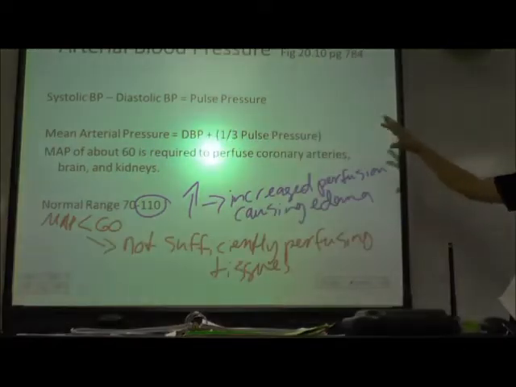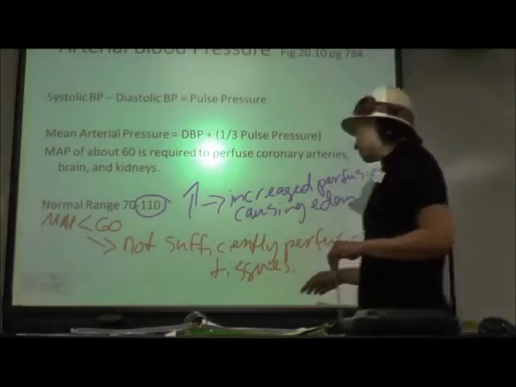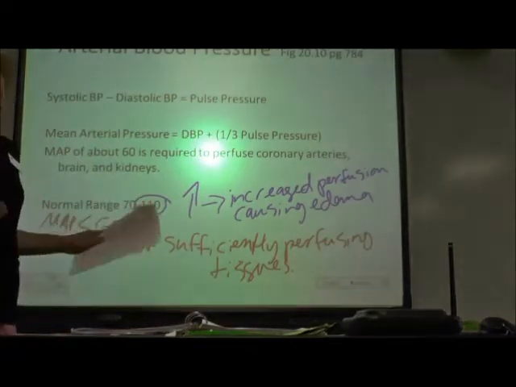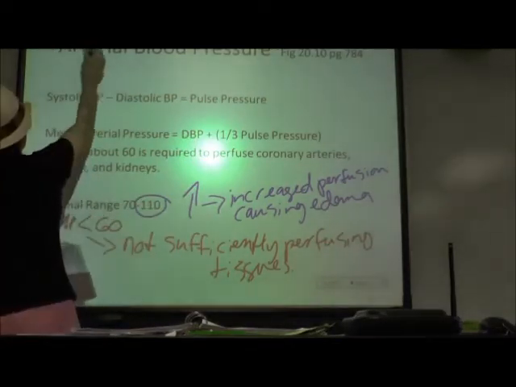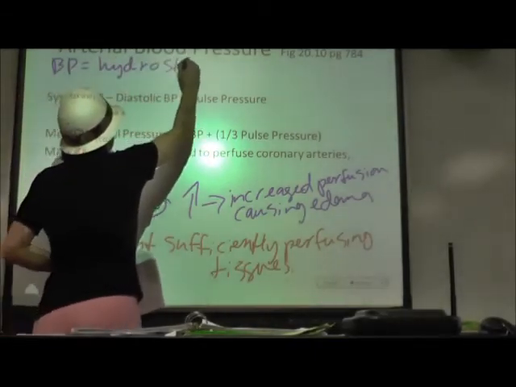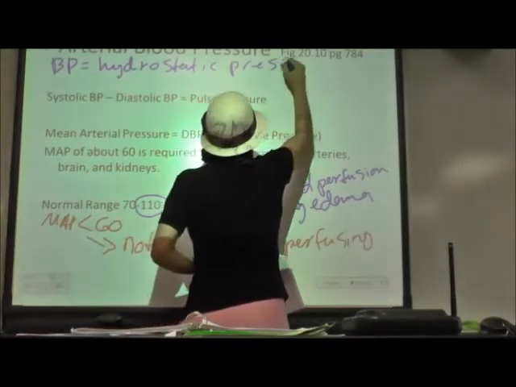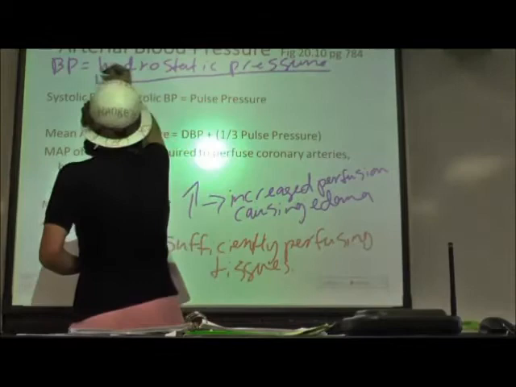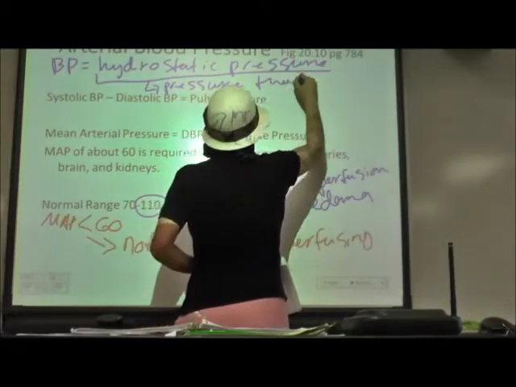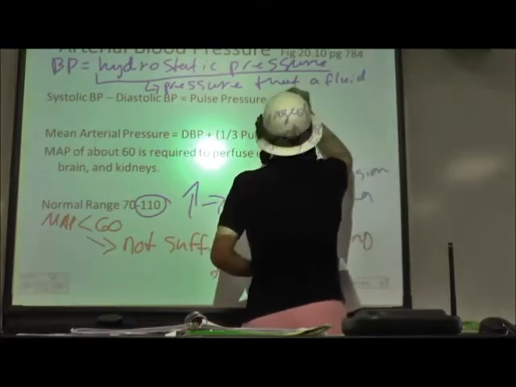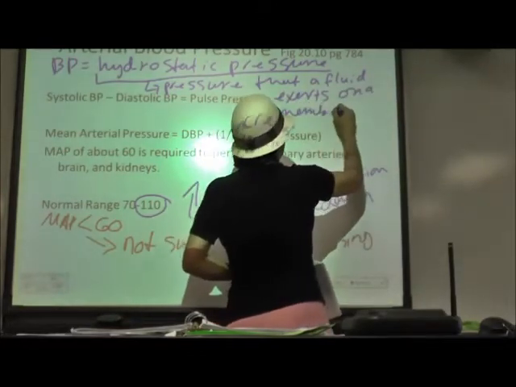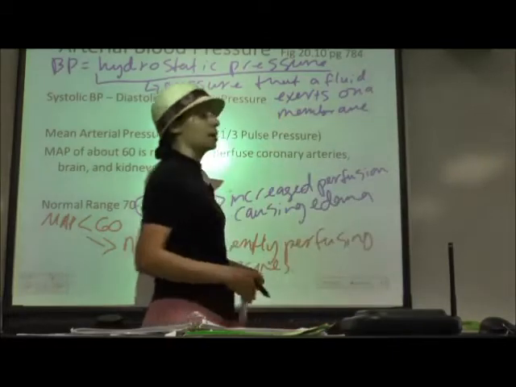The blood moving through our arteries is under what we call hydrostatic pressure. Hydrostatic pressure is the pressure of a fluid on a membrane. In this case, the membrane are the arteries. So we could call blood pressure hydrostatic pressure. A general definition of hydrostatic pressure is the pressure that a fluid exerts on a membrane. So in the case of the body, the fluid is the blood and the membrane is your arteries.